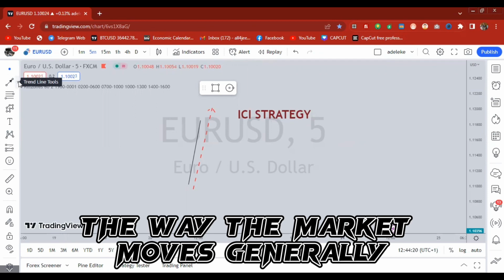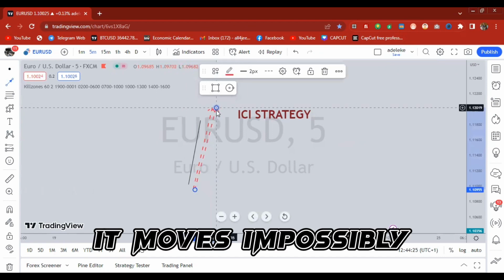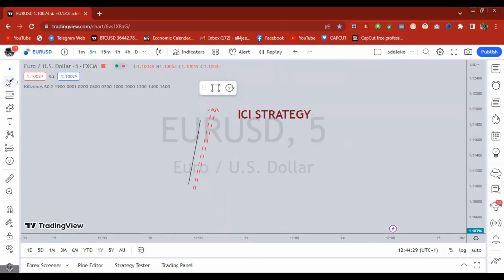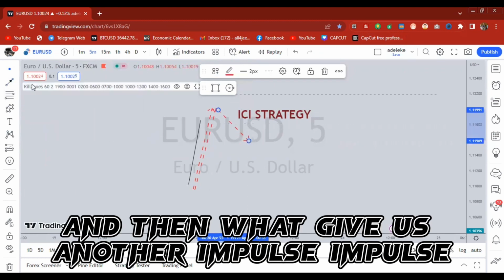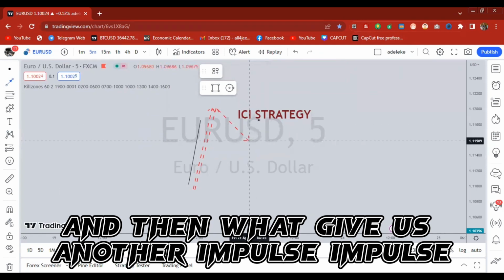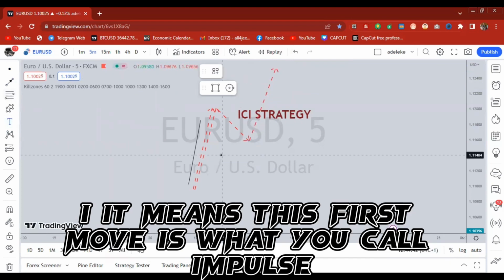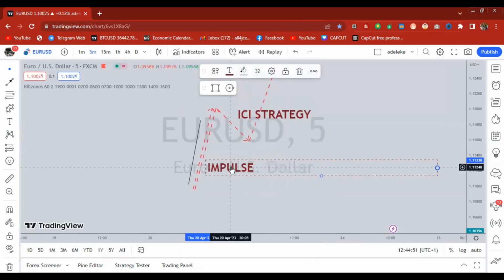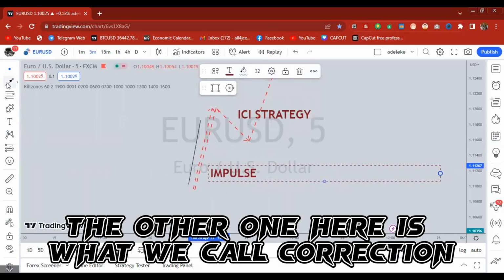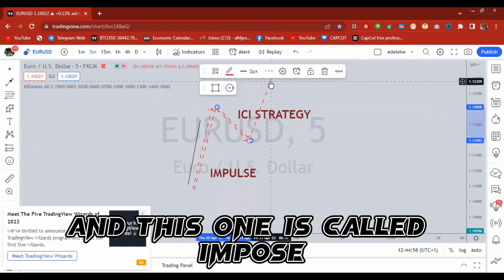The way the market moves generally is that it moves impulsively. It then corrects itself, goes to a corrective state, and then gives us another impulse. That's where we derived the strategy from. ICI means the first move is what we call impulse, then the correction, and then impulse again.